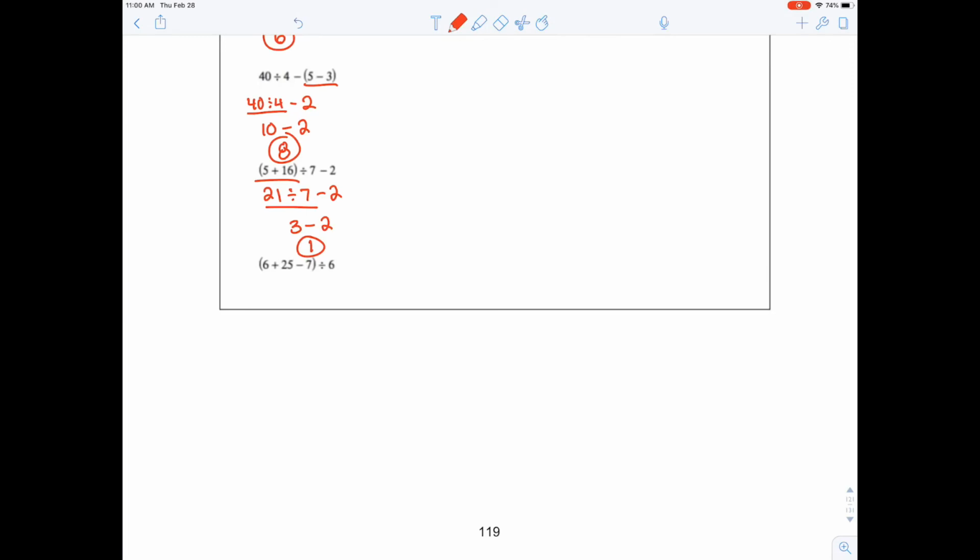I have parentheses, but I have 3 terms in the parentheses. I have addition and subtraction. So remember, if you have addition and subtraction, you're just going to do it from left to right. So starting with this, I have 31. Right, 6 plus 25 is 31, minus 7. Those are still in parentheses. We're going to divide that by 6. Okay, 31 minus 7 is 24. 24 divided by 6 is 4.